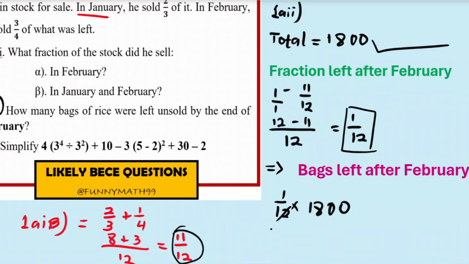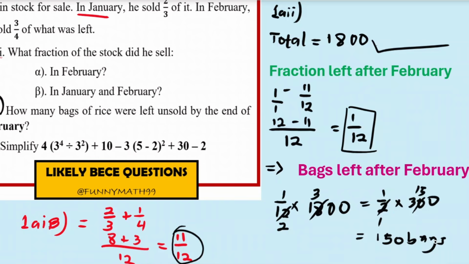6 can go into 12 2 times. It goes into 18 3 times. Now we can still simplify, because we're going to get 1/2 times 300. We know that 2 can go into 2 1 time. It goes into 30 15 times. So we're going to get 150 bags. So that's the number of bags left after February unsold.